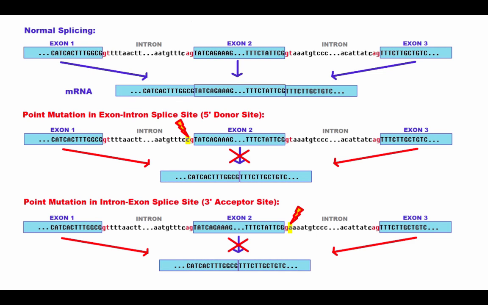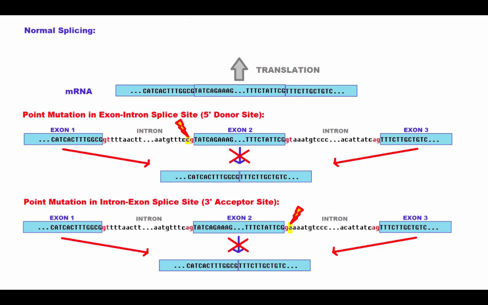In both cases, the abnormal and truncated mature mRNA transcripts that lack exon number 2 will be missing substantial amounts of codons. As a result, they will result in the translation of grossly abnormal proteins that will be missing substantial amounts of amino acids.